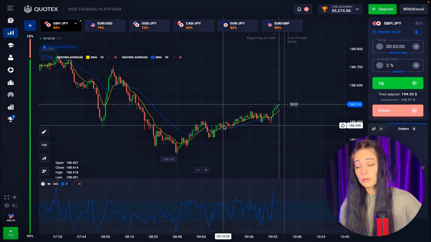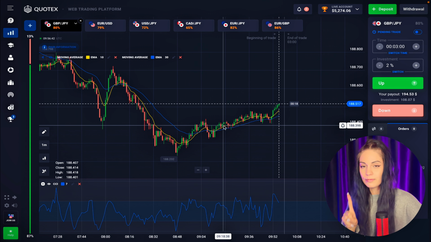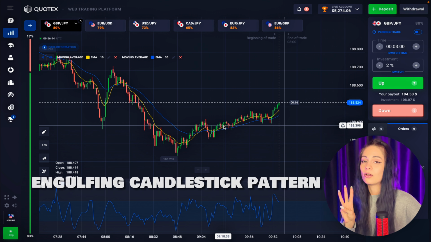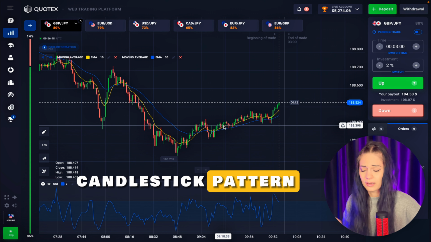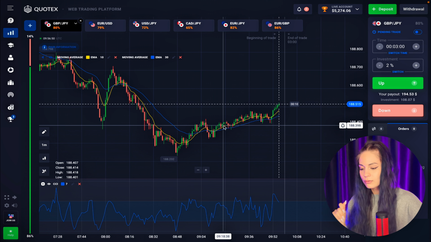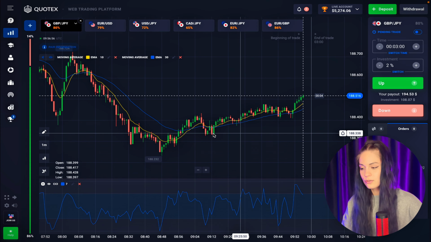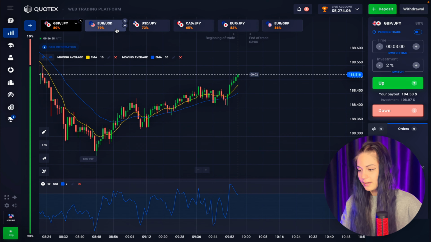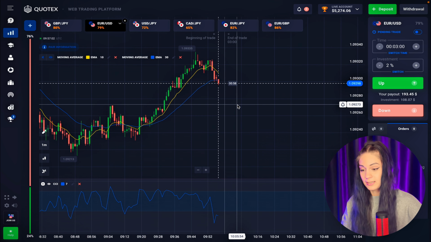So the strategy is quite simple, right? We are only searching for 3 confirmations: moving average, CCI, and an engulfing candlestick pattern, or any other reversal candlestick pattern. So now, to get it right, let's try to find a deal in real life and enter into a trading deal and finally use all of our knowledge in practice.